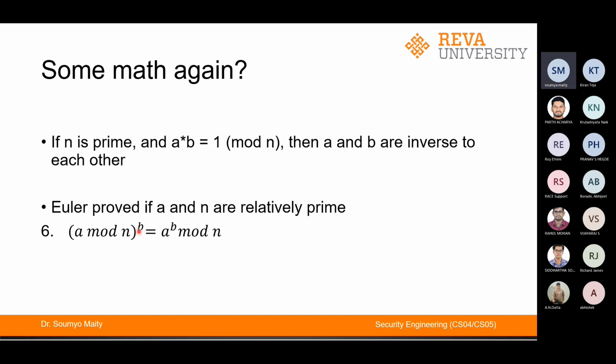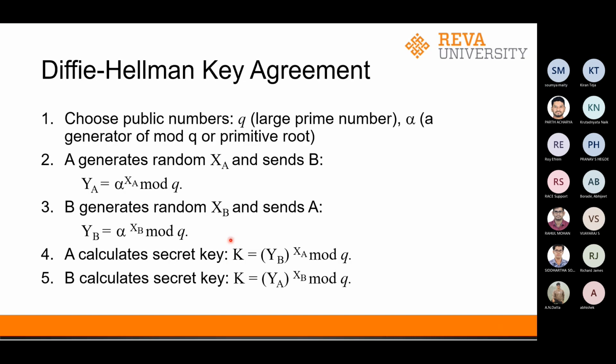We can take a number and examine whether it is happening, or we can prove the formula with the other properties. I'm not going into detail on that, but this is the formula that we are going to use. A mod n power b equals a power b mod n. Okay, these are the 6 formulas we will use today.